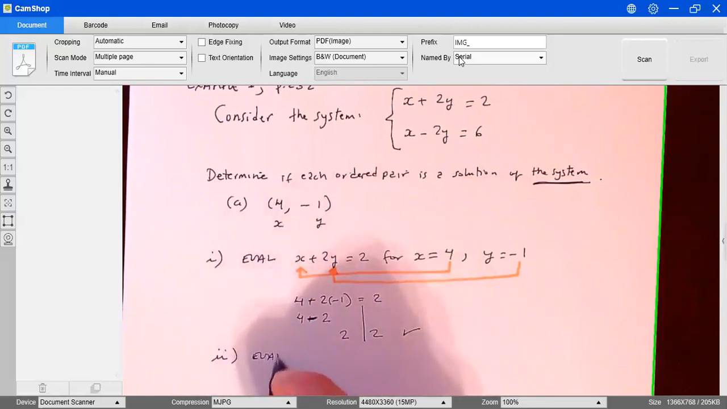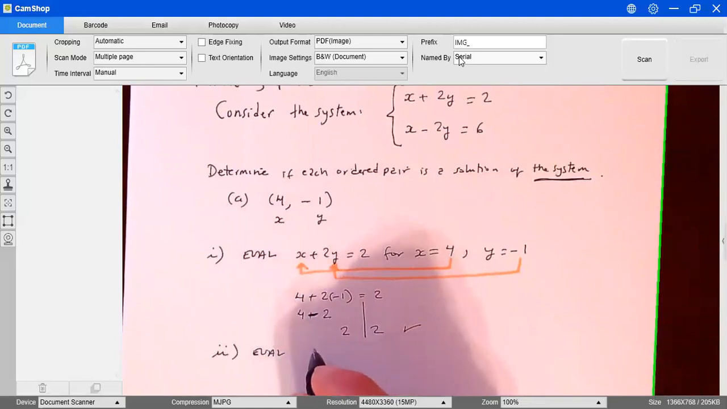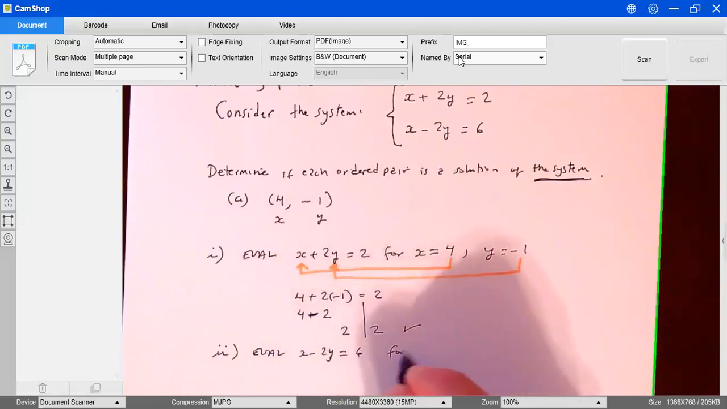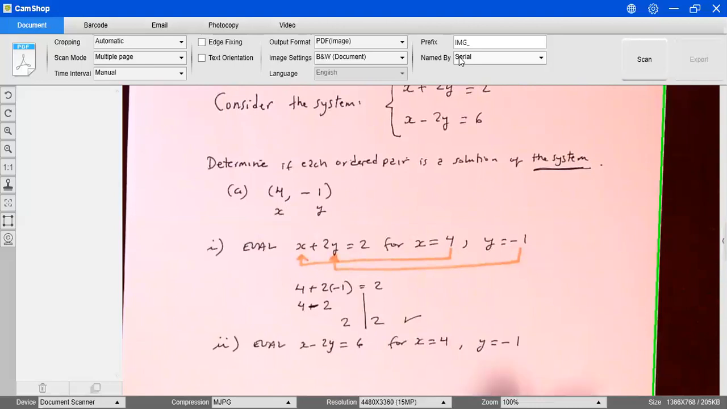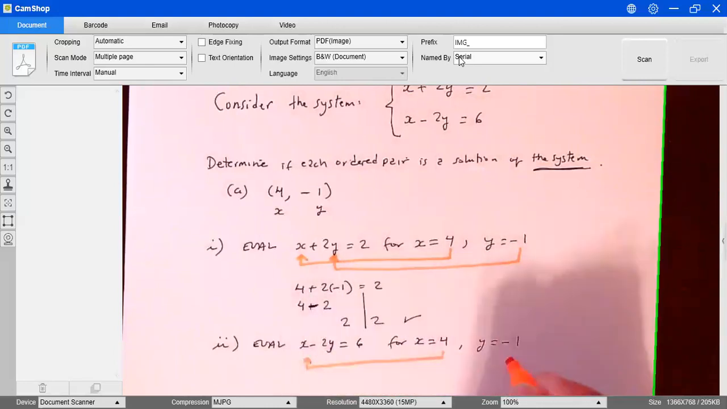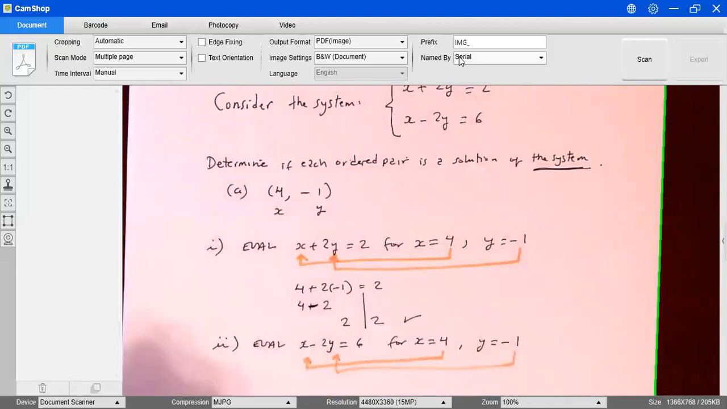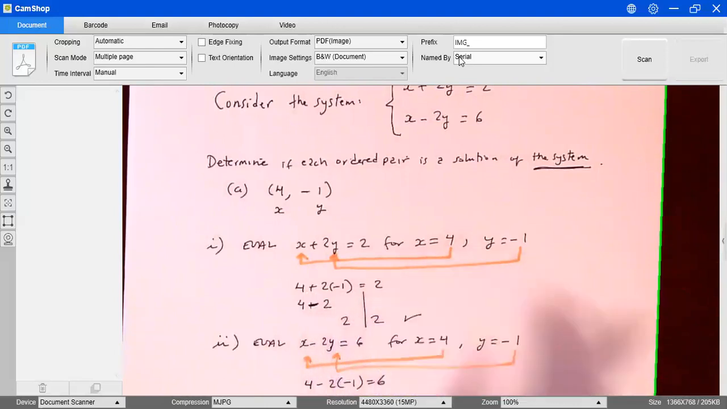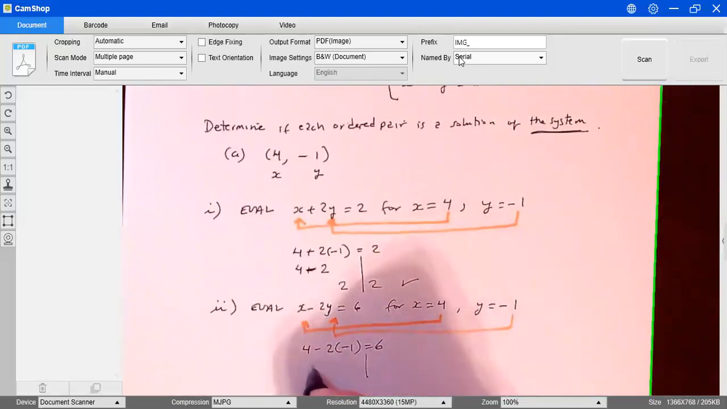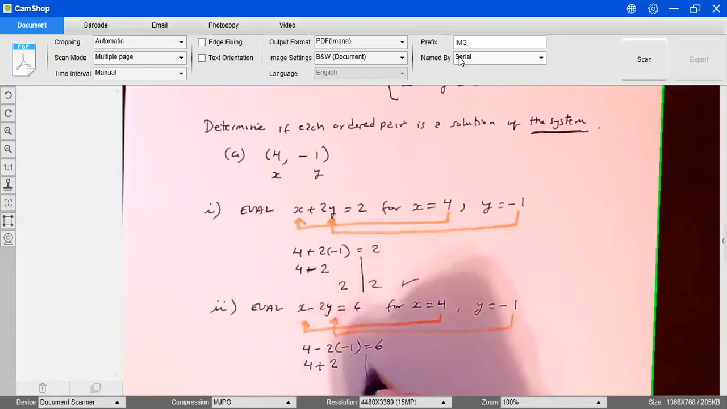So we're going to evaluate now the other equation, x minus 2y equals 6, with x equals 4, y equals -1. We are testing the same point. So we're going to replace again x with 4 and y with -1. We have now 4 minus 2 times -1 equals 6. So let's see, negative times negative is going to be positive. 2 times 1 is going to be 2. So we get 6 on the left-hand side, we have 6 on the right-hand side.